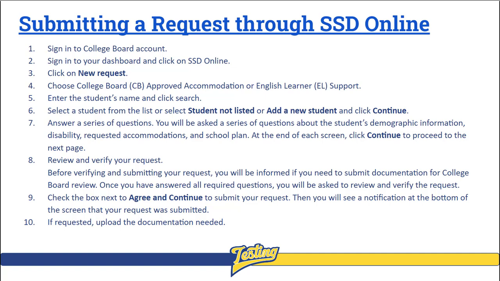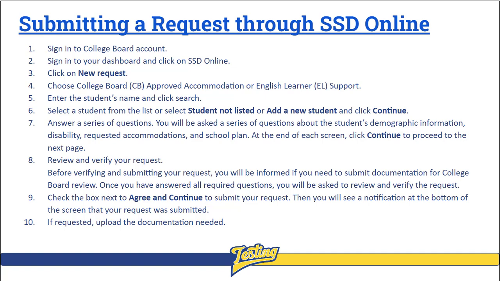You're going to sign in to the College Board account, sign into your dashboard, and click on SSD Online. You click on New Request. You choose the College Board Approved Accommodation or English Learner Support. You enter the student's name and search. The purpose is to make sure that the student doesn't already exist in the system.